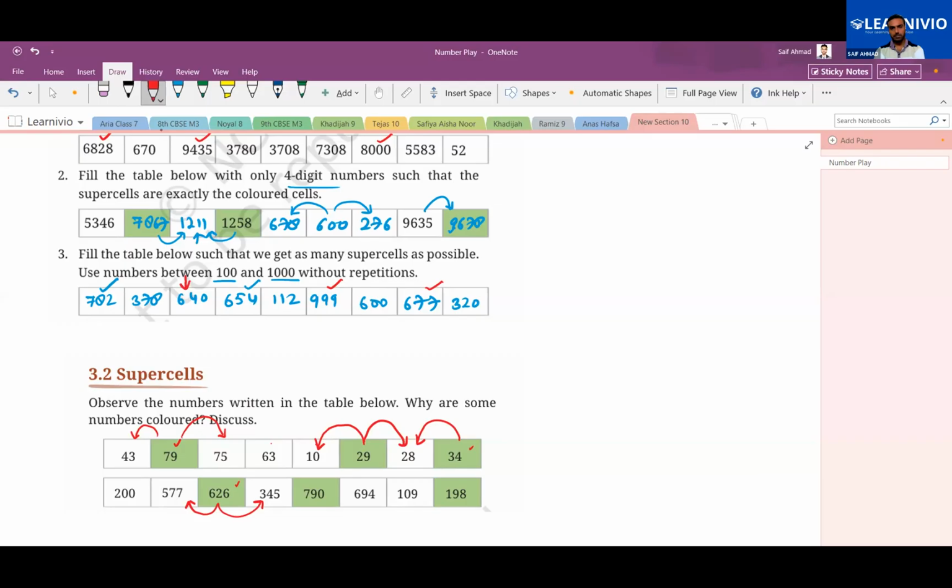600, then 640. 790. Okay, so this will be colored. Now this will be blank. Okay, fine.